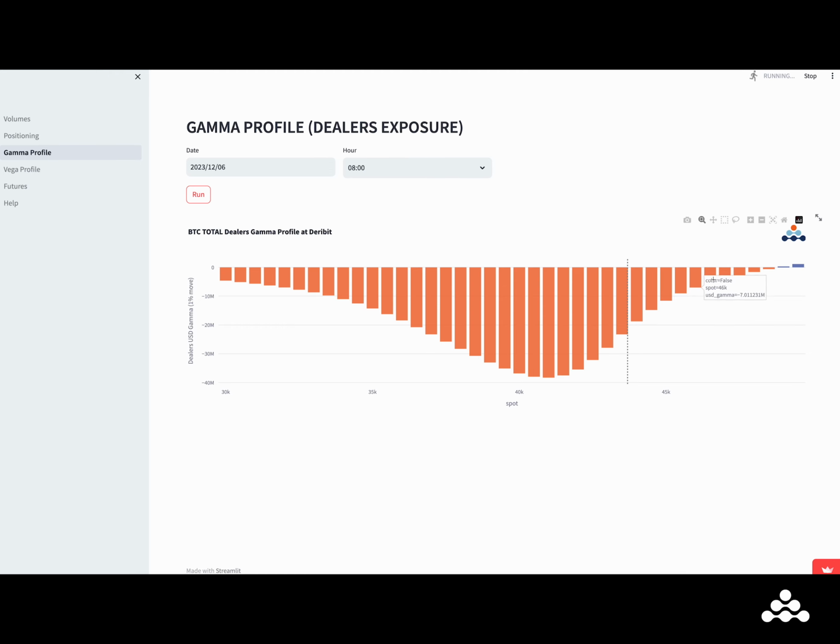All right, so this is what it looks like for Bitcoin. We can essentially see that dealers are net short max gamma at 41,000. The current spot price is this vertical dotted line. That tells us where the current spot is and where dealers are going to be the most short and need to hedge via hedging vehicles such as the perpetual or the futures.